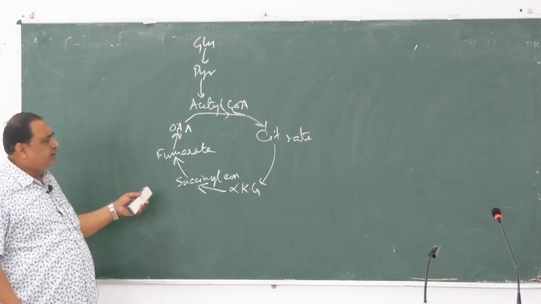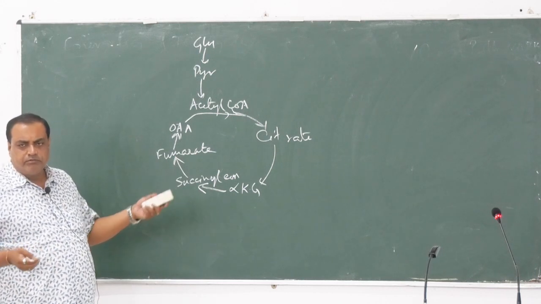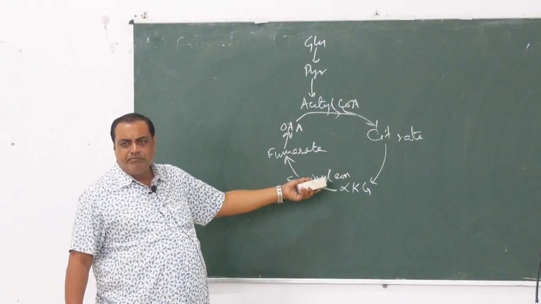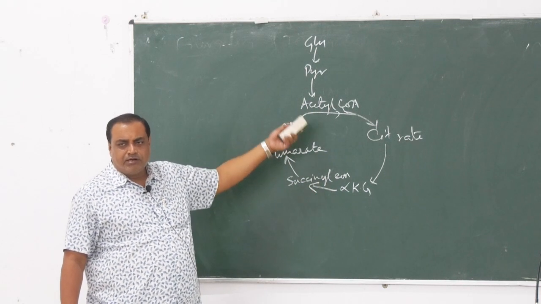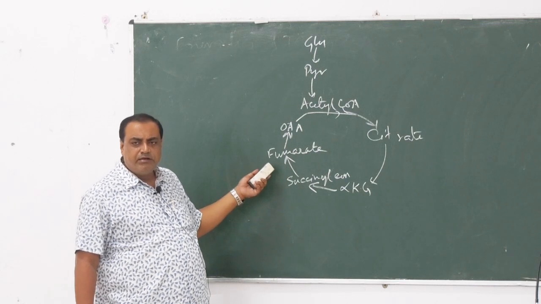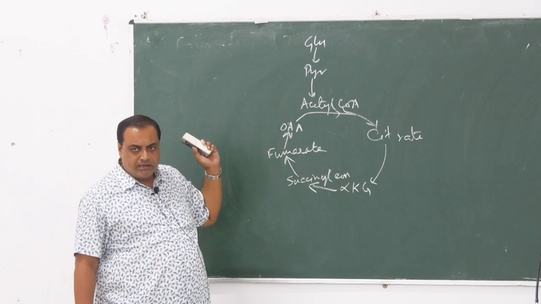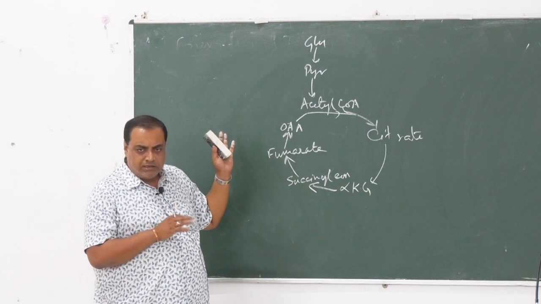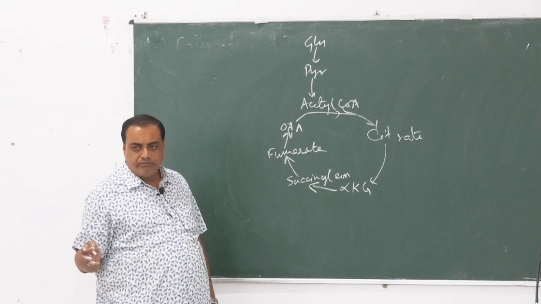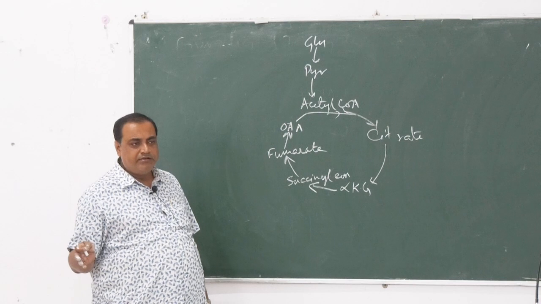Because somehow I have tried to remember a few intermediates. All the intermediates I don't remember, I forgot. I don't have memory as sharp as you have. So I remember only a few intermediates for this answer. What are those? Glucose, pyruvate, acetyl coenzyme A, citrate, alpha ketoglutarate, succinyl coenzyme A, fumarate, and oxaloacetic acid. Clear? So now I will show the exit points or entry points. Which one will you take? Entry or exit? What is the choice? Entry. Fine.